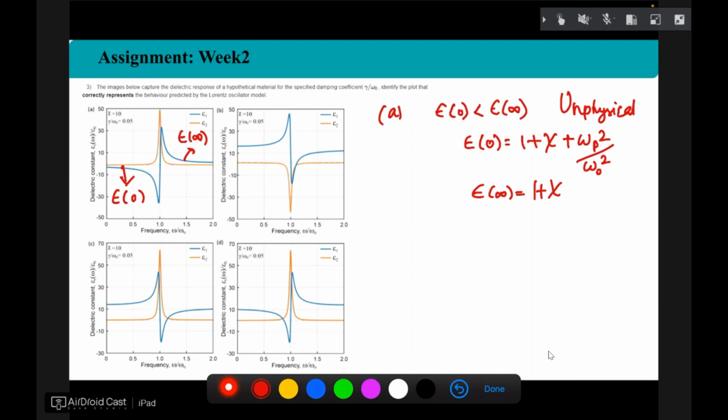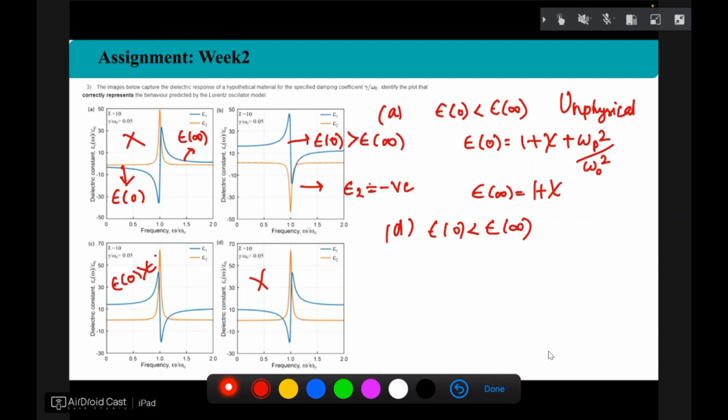Similarly, in figure D also you can see that epsilon 0 is lesser than epsilon infinity. So these two options are cancelled. Now option B and option C. In option B we have epsilon 2 equal to negative. The first condition, that epsilon 0 is greater than epsilon infinity, is satisfied by both B and C.